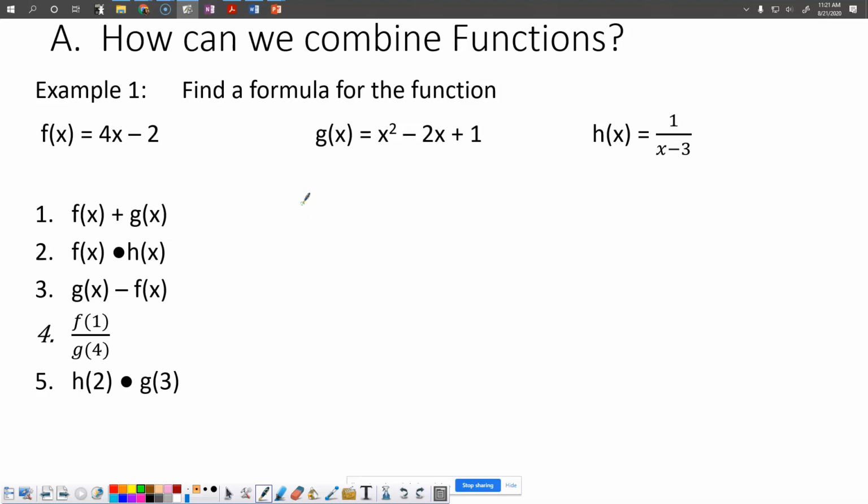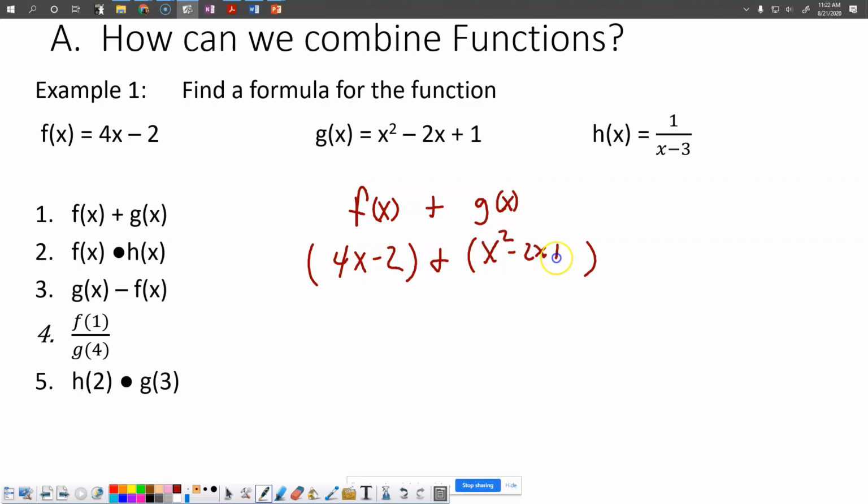Number 1, the function combination that we're working with is f of x plus g of x. So basically it's telling me to add the two functions together. I'm going to take the f of x function and add it to the g of x function. What is the f of x function? The f of x function is 4x minus 2. What is the g of x function? It's x squared minus 2x plus 1.